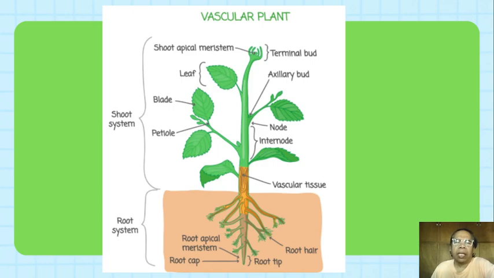There is the internode, and you have there the node. And then there is the axillary bud, and then there is a terminal bud. You see the shoot apical meristem. And then you have there the blade, the leaf, the petiole.